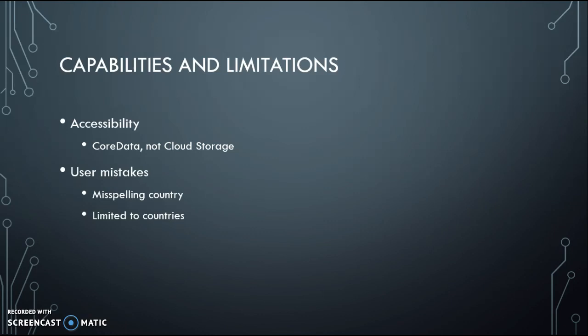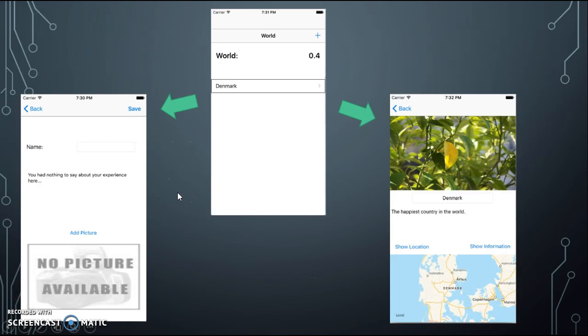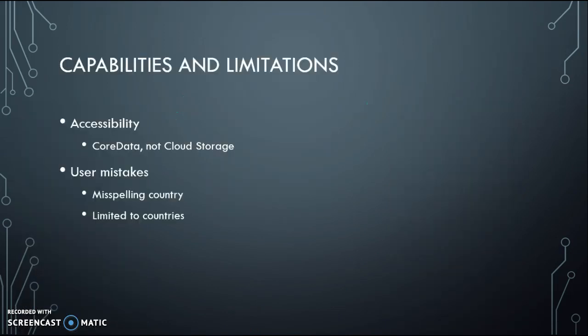And then my application does not account for user mistakes. So if we can go back here, keep in mind misspelling a country, that's important. Say we typed in Denmark, but we misspelled it. We forgot the K or something. So it'll still save it. However, if we try and click show location or show information, it's not going to bring us to the country or to the Wikipedia page that we want because Denmark is misspelled. So that is one limitation that we have.